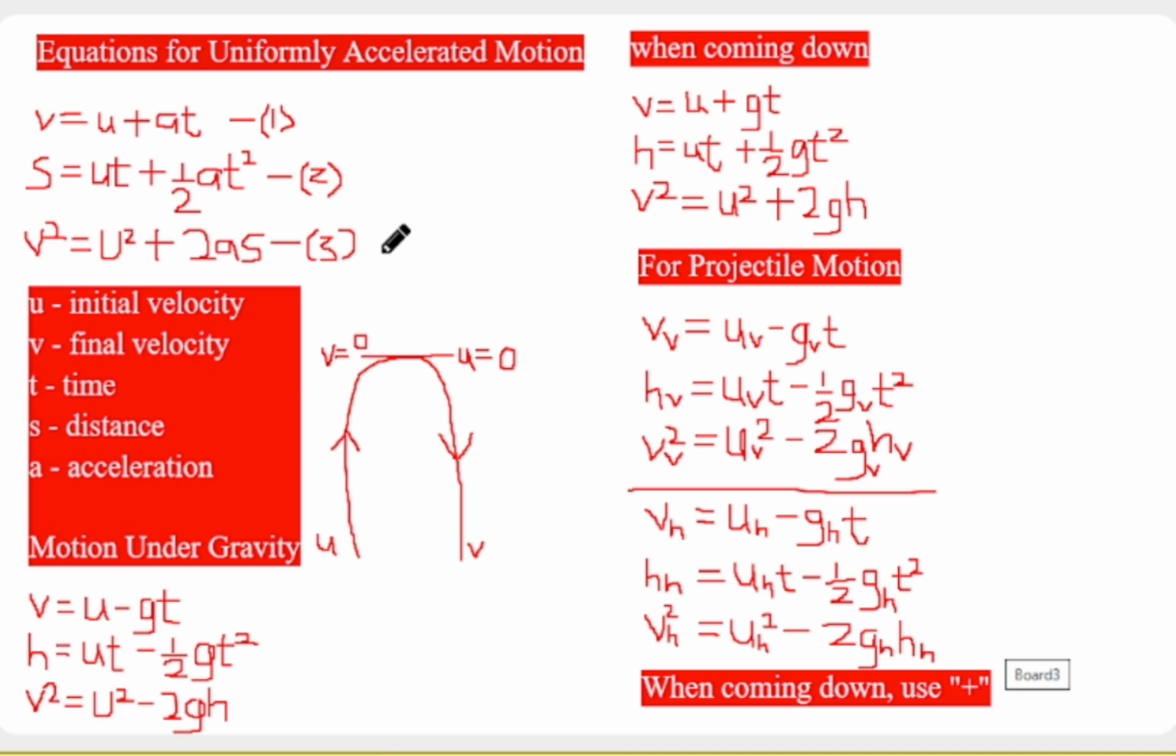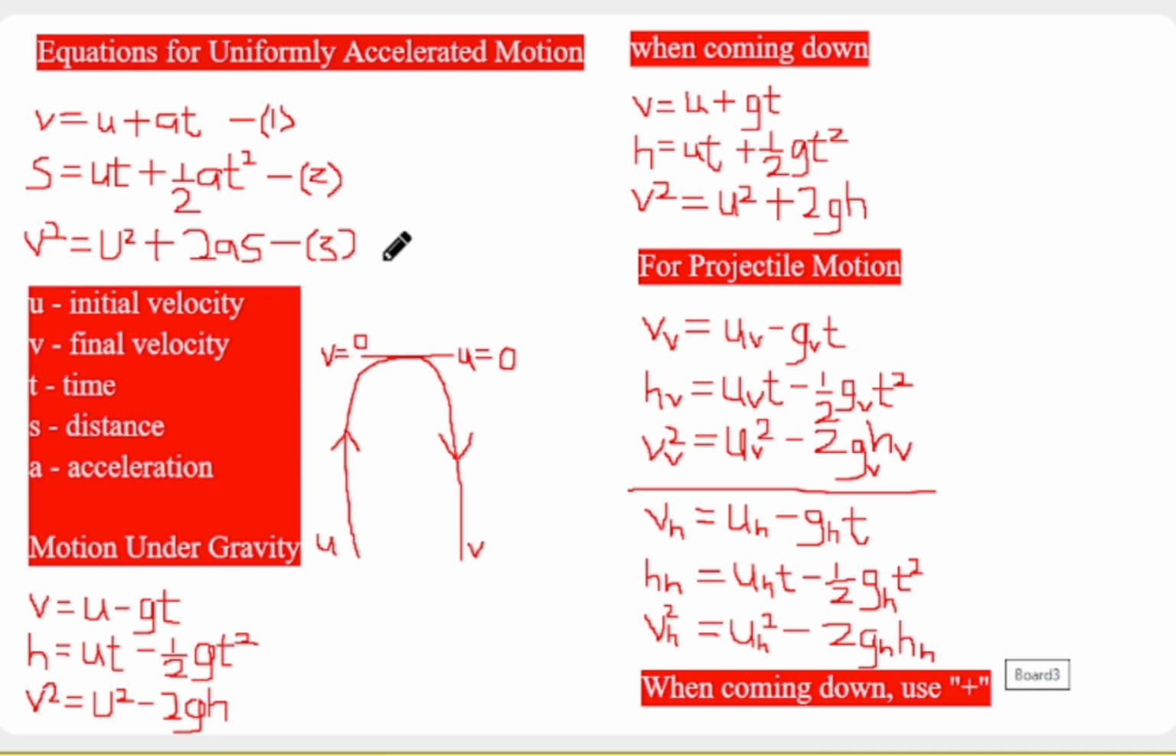Now, you might be wondering, what does u stand for? u is our initial velocity. v is our final velocity. t is the time taken for that motion. s is the distance covered or the displacement of the object. a is the acceleration. Okay, now we can rewrite these three equations.